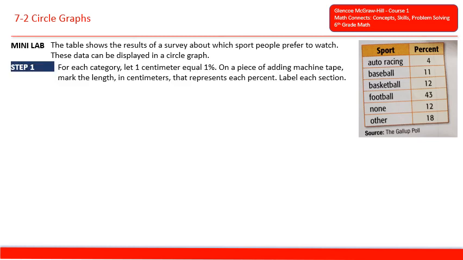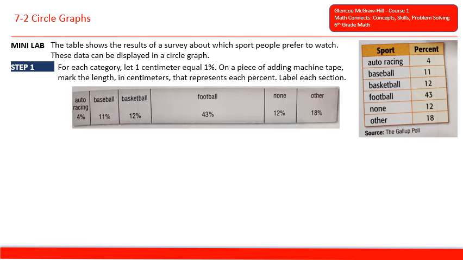Step 1. For each category, let 1 centimeter equal 1%. On a piece of adding machine tape, mark the length in centimeters that represents each percent. Label each section. So what it means is you'd measure 4 centimeters, draw a line, type in auto racing for 4%. Do the same thing with baseball, 11 centimeters, write 11% in baseball, and then you would just do that continuously.